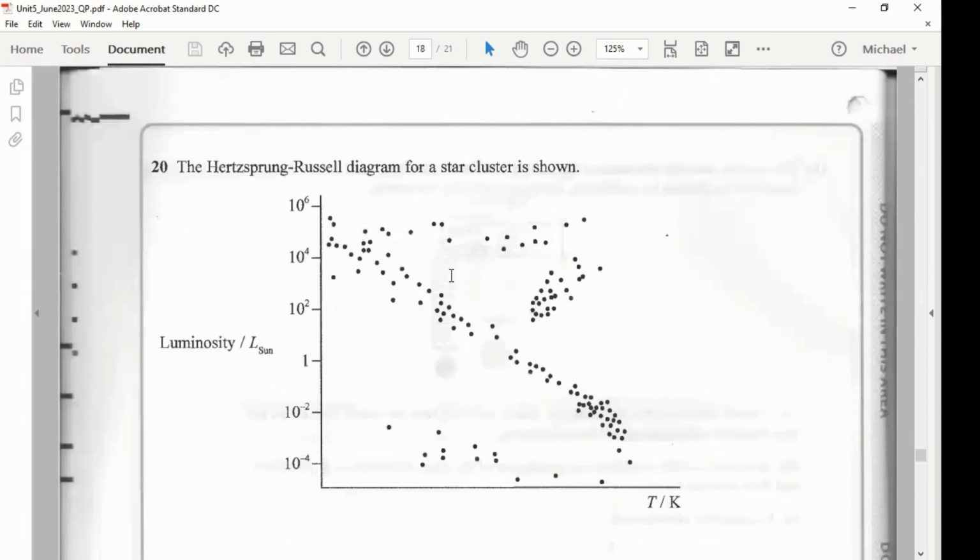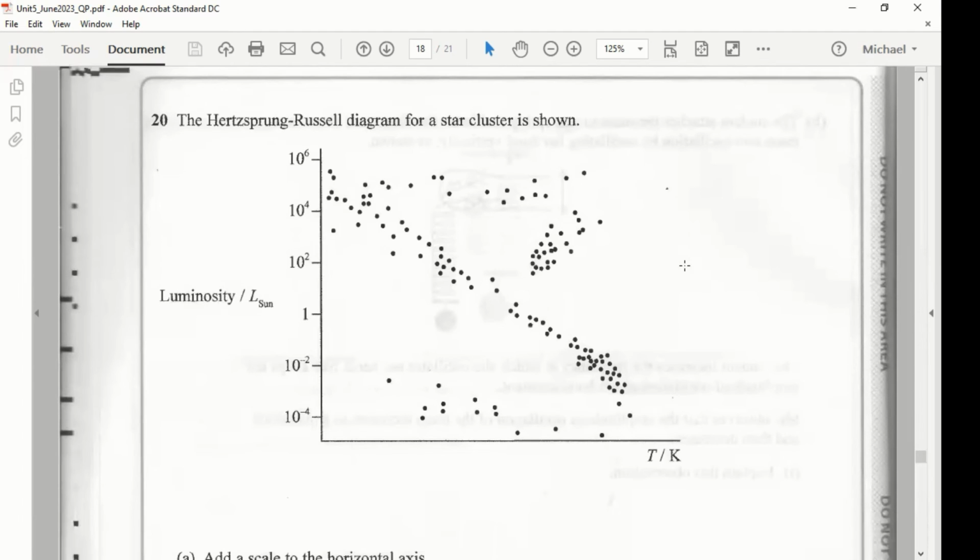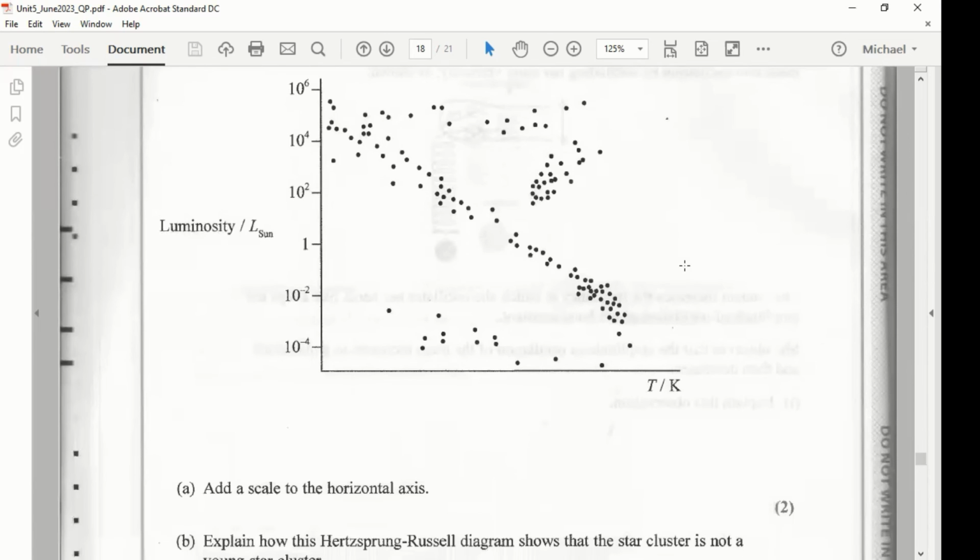Anyway, question 20. The Hertzsprung-Russell diagram, the HR diagram, for a star cluster is shown. Luminosity, it does say temperature in Kelvin along the bottom, that's interesting, at a scale to the horizontal axis. So you know it's a reverse temperature scale.